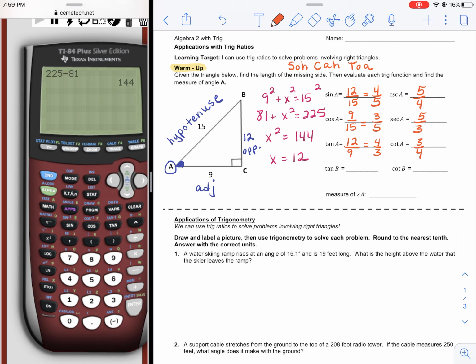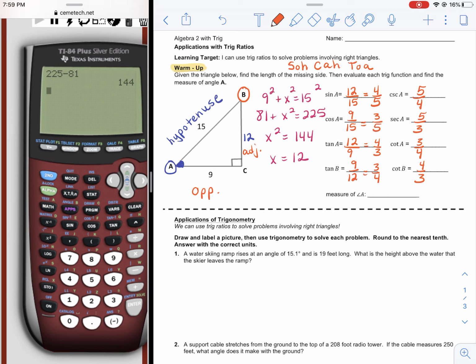The last set of questions ask about the tangent of B and the cotangent of B. And so I'm going to erase my adjacent and my opposite labels, and I'm going to move to angle B. Now the 9 is the opposite side, and the 12 is the adjacent side. And so the tangent of angle B is going to be 9 over 12, which reduces to 3/4, and then the cotangent is going to be 4/3.